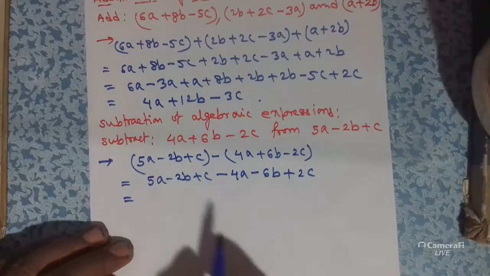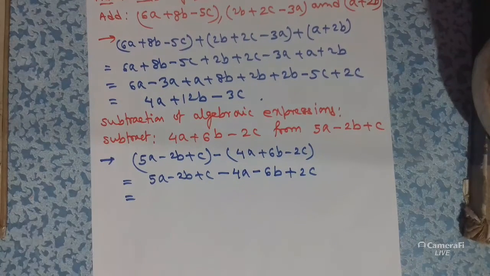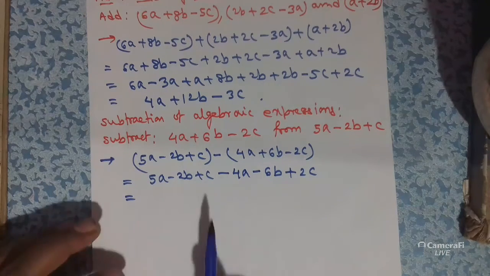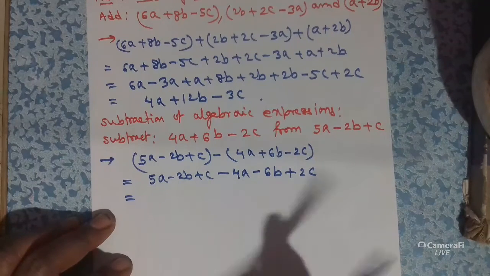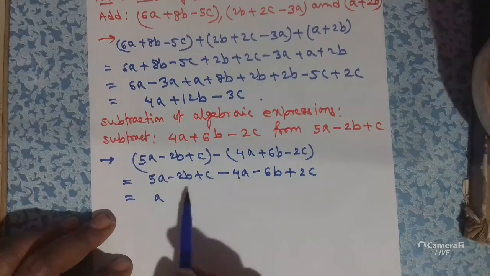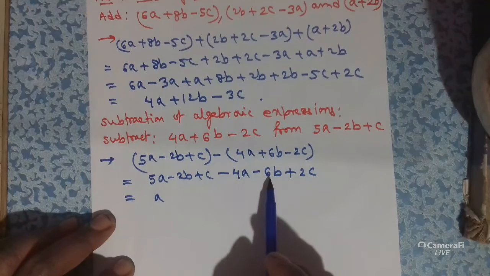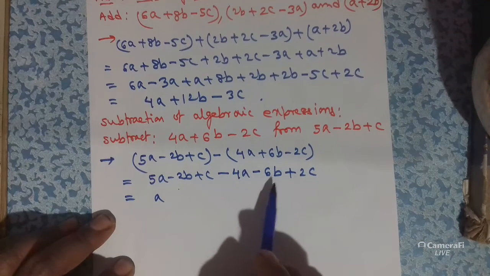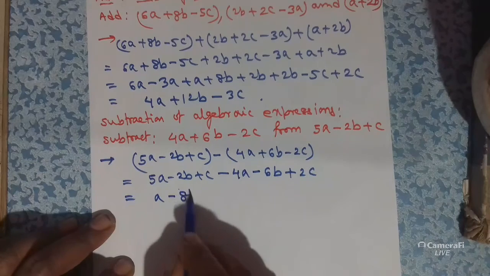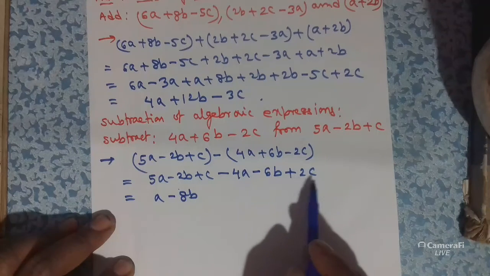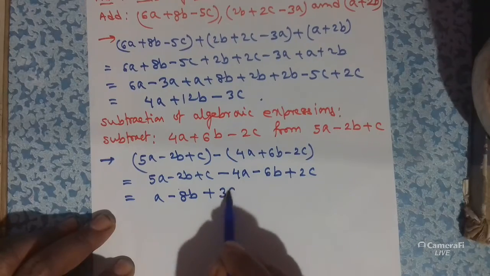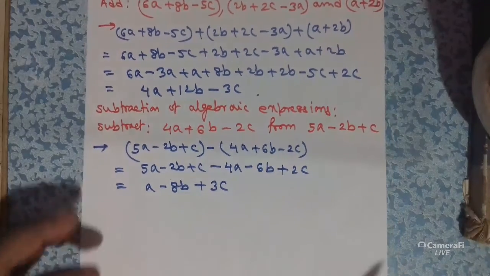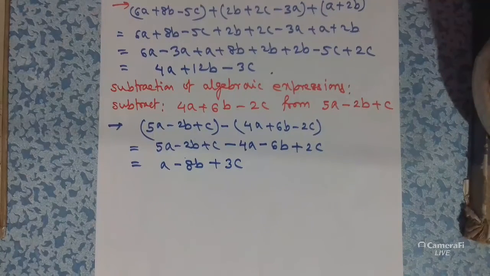Now we have to arrange this. You can arrange it or you can solve it directly. I will solve it directly. So here 5a minus 4a is a, and then minus 2b minus 6b is minus 8b, and plus c and plus 2c. So plus c plus 2c is plus 3c. I hope you understood, students.